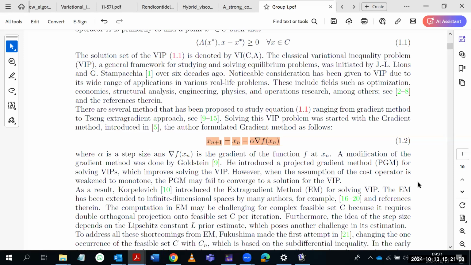Then "which improves solving the VIP" does not make sense. It's not a part of it. But the statement from the beginning, solving this VIP was started with the gradient method. Am I wrong? So that side will be wrong. It should have been: it is based on. Even if you're going to introduce 1.2, the methods are based on 1.2, and it's not 1.2 that is used.